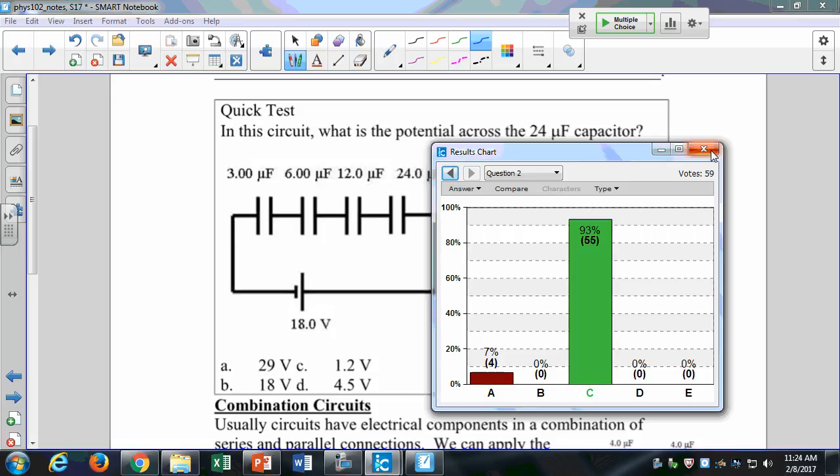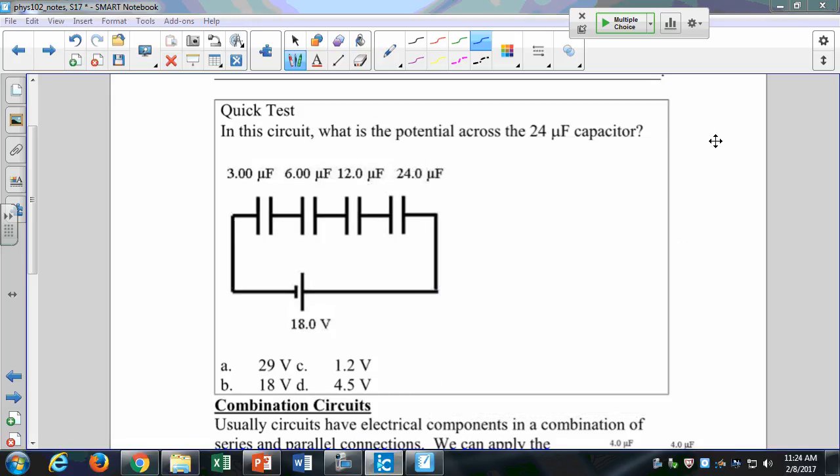Hey, look at y'all. Y'all are awesome. You could have just looked at this and said, gosh, that 24 is a lot bigger than all the other capacitors. And I know that big capacitors have a small voltage. I also know that the sum of the four voltages has to add up to 18. So right away I can get rid of A and B, because this can't have either 29 volts or 18 volts, because all four voltages have to add up to 18. And then it could be either one of these, but since this is such a big capacitor compared to the others, I would bet pretty certainly that it's going to be C. Right, but you want to make sure.